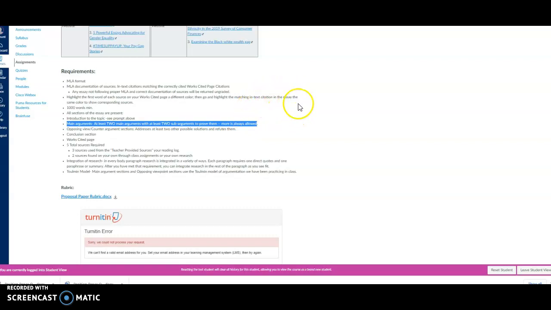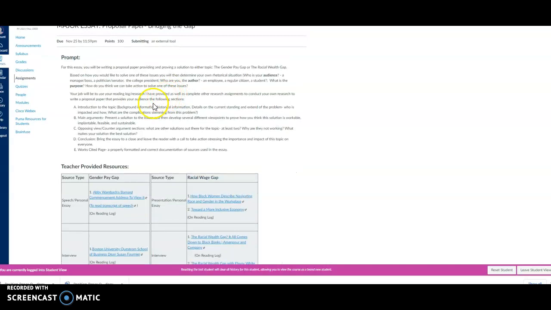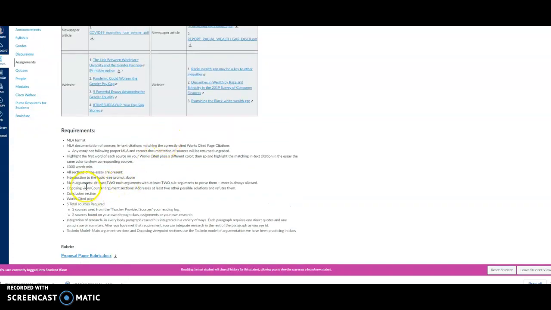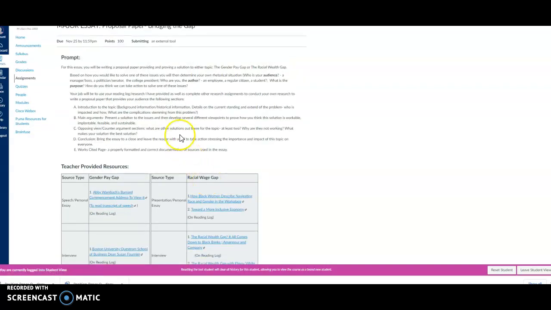Your second question that you asked, which was about the counterclaim, you need to come back to the directions. I explained what the opposing view is. So in the opposing view, you would talk about other solutions out there for this topic, at least two. Why are they working, or what makes your solution the best? You could also talk about, and I kind of stated here, you can address other solutions and refute them, or why people are against your solution. It's the opposition to that.